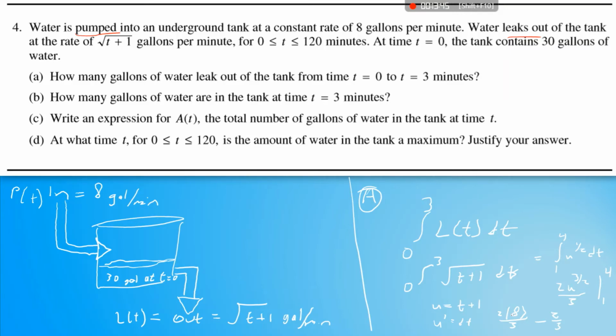So I have 2/3 times 8 minus 2/3 times 1, which is 2/3 times 7, which is 14/3. Okay, what are my units? Gallons, perfect. So 14/3 gallons of water. Any questions on part A?